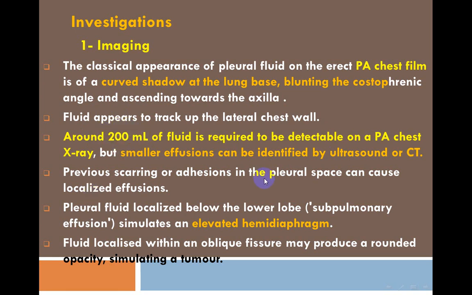Previous scars or adhesions in the pleural space can cause localized effusion. Pleural fluid localized below the lower lobe, called subpulmonic effusion, can simulate an elevated diaphragm. Sometimes we find an elevation of the diaphragm, but it is not a real elevation; it is due to the subpulmonic effusion. Fluid sometimes localizes within an oblique fissure and may produce a rounded mass or opacity, and this is sometimes misleading as a tumor.